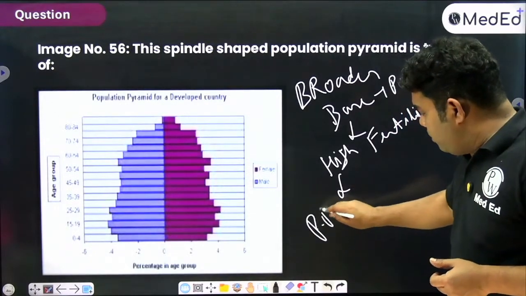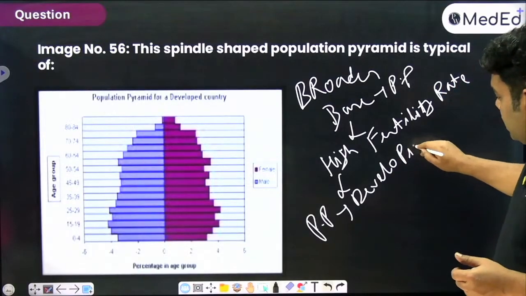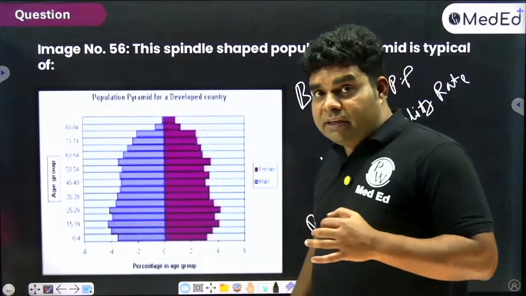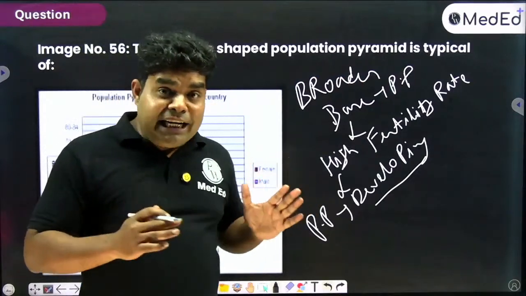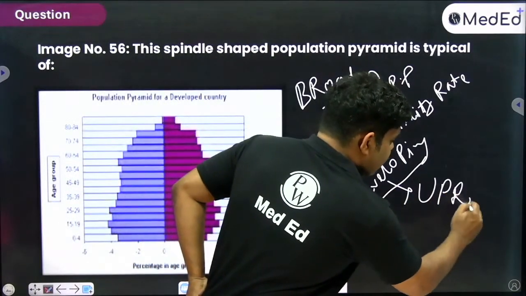So when we talk about the population pyramid of a developing country, they also ask whose it is: an upright pyramid, upright pyramidal. So for a developing country, it is upright pyramidal.